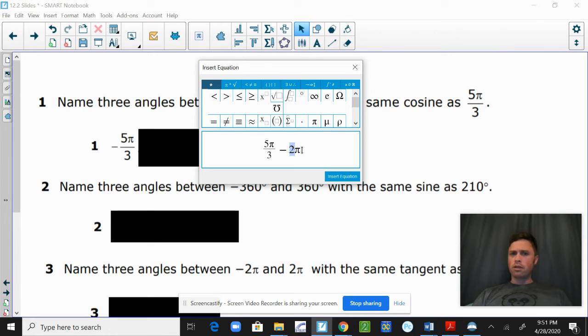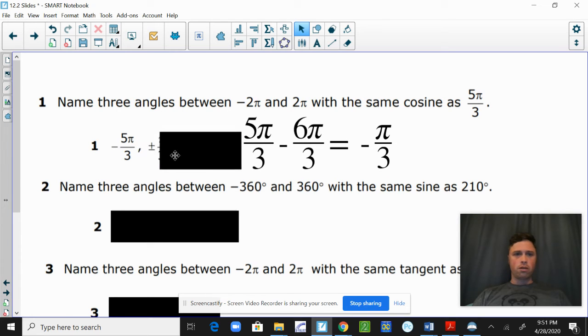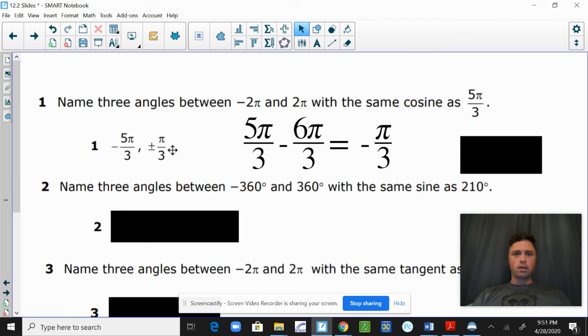Now, working with fractions can always be a little tricky. So I'm going to rewrite this 2 pi as 6 pi over 3 to conceptualize the arithmetic. Now I have a common denominator. Hopefully that's clear that 6 pi over 3 is the same as 2 pi. So if I just carry out that subtraction, just subtract the numerators, that's just going to be negative pi over 3. So that's going to be my next answer.